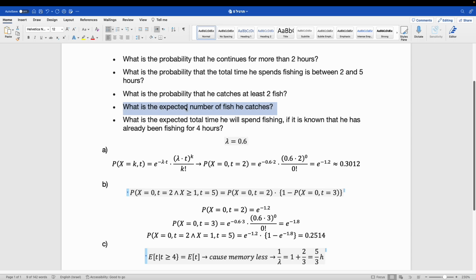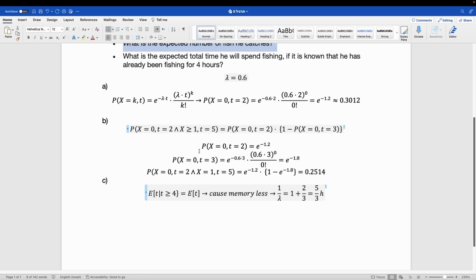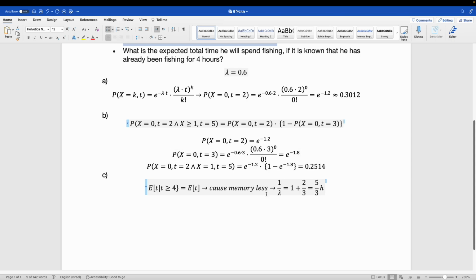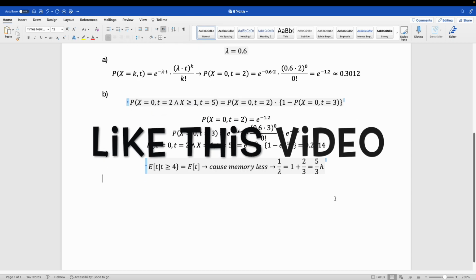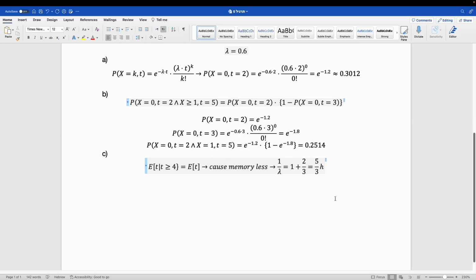I see now that there is a section that I did not look at. What is the expected number of fish caught? For this, we know there are two options. Either he catches one fish, when he waits more than 2 hours, or he catches the average amount of fish in 1 hour. So I will stop this video, and I will also add the next section for this question.